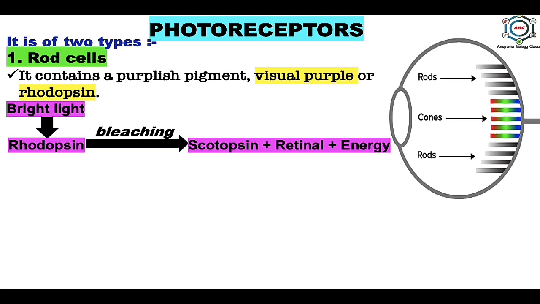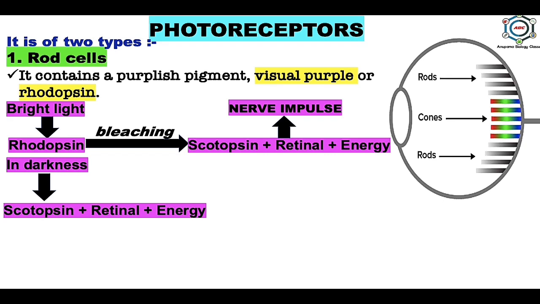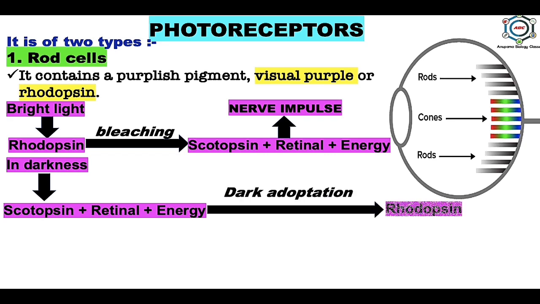By this, the rod cells release a neurotransmitter which enters into the nerve impulse, bipolar and ganglion cells to the optic nerve, while in the dark the rhodopsin is resynthesized from scotopsin, retinal and energy. This is called dark adaptation. So here it makes rods functional and takes some time to form rhodopsin. That's why when we enter a dark room in the daytime or come out of a well lighted room at night, we feel blind for a while.